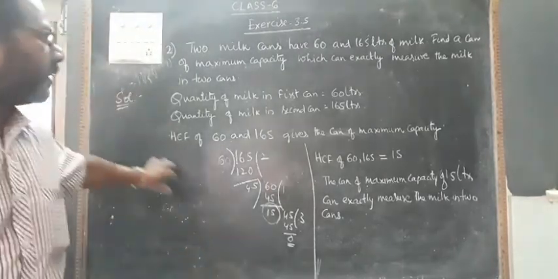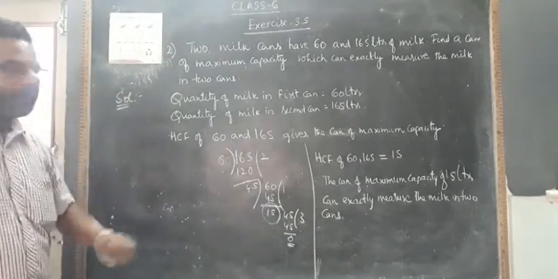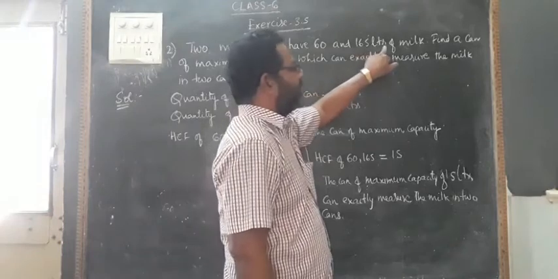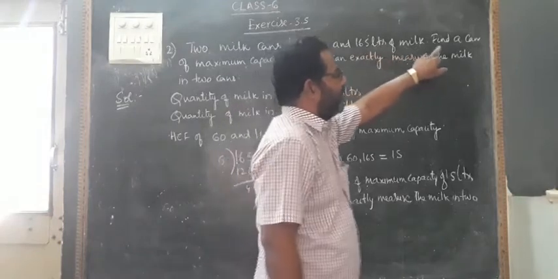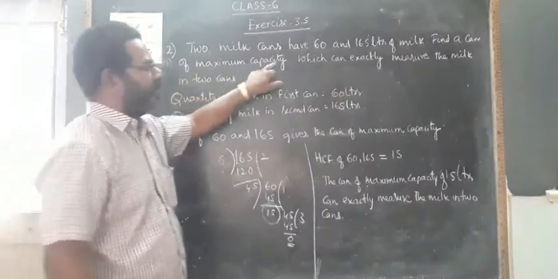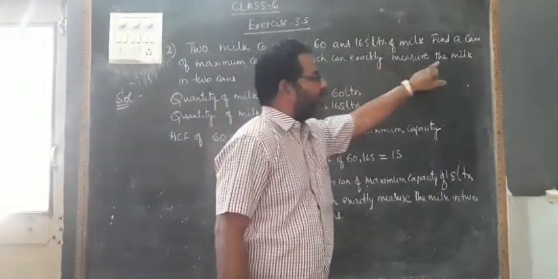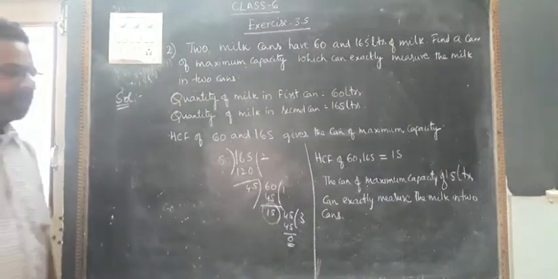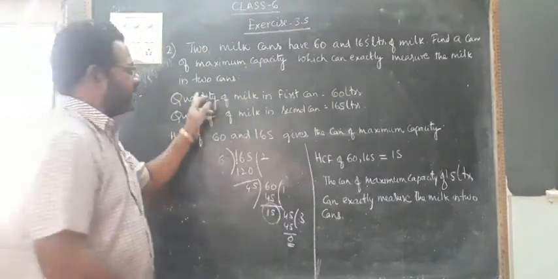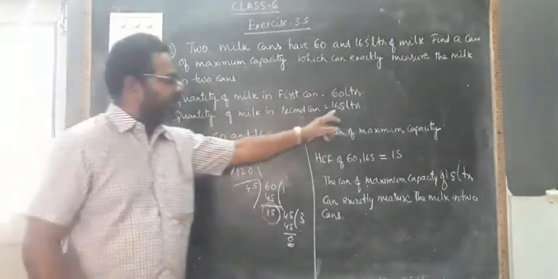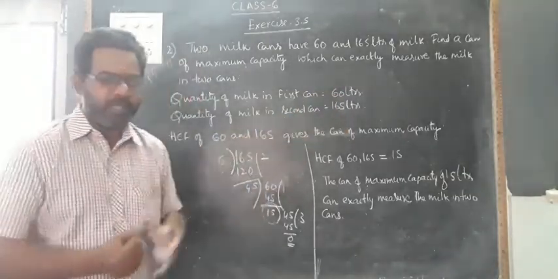Yes, now children, the second sum they have given. This is a word problem. Two milk cans have 60 and 165 liters of milk. Find a can of maximum capacity which can exactly measure the milk in two cans. That's the question they have given. In the first can, it has 60 liters of milk. In the second can, it has 165 liters of milk.